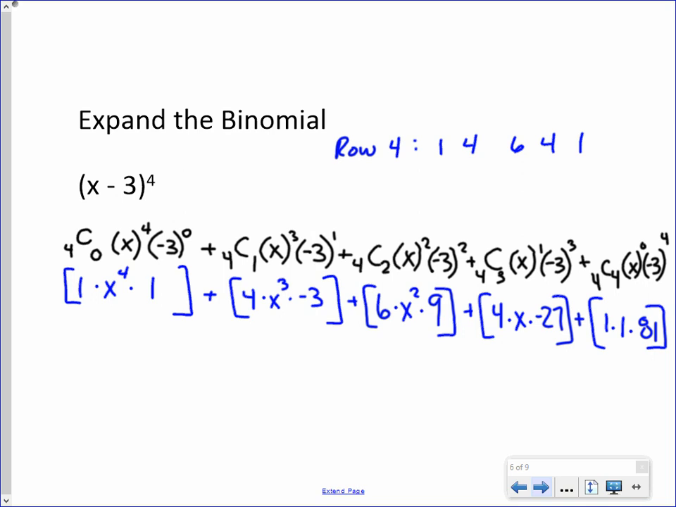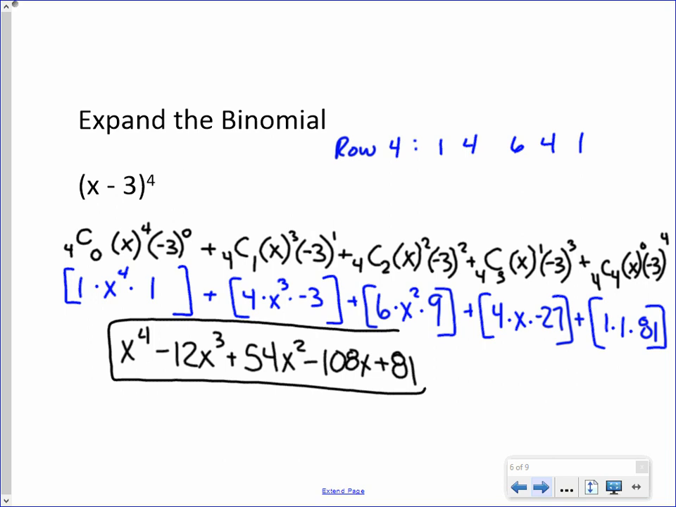And then to get my final answer for the expansion, it should look like a polynomial. If I were to do x minus 3 times x minus 3 times x minus 3 times x minus 3, I'm going to get something quartic, degree 4. So multiply the things inside those groups. I should have x to the 4th minus 12x cubed plus 54x squared minus 108x plus 81. And I've expanded with a lot less work than doing that what I would consider manually.